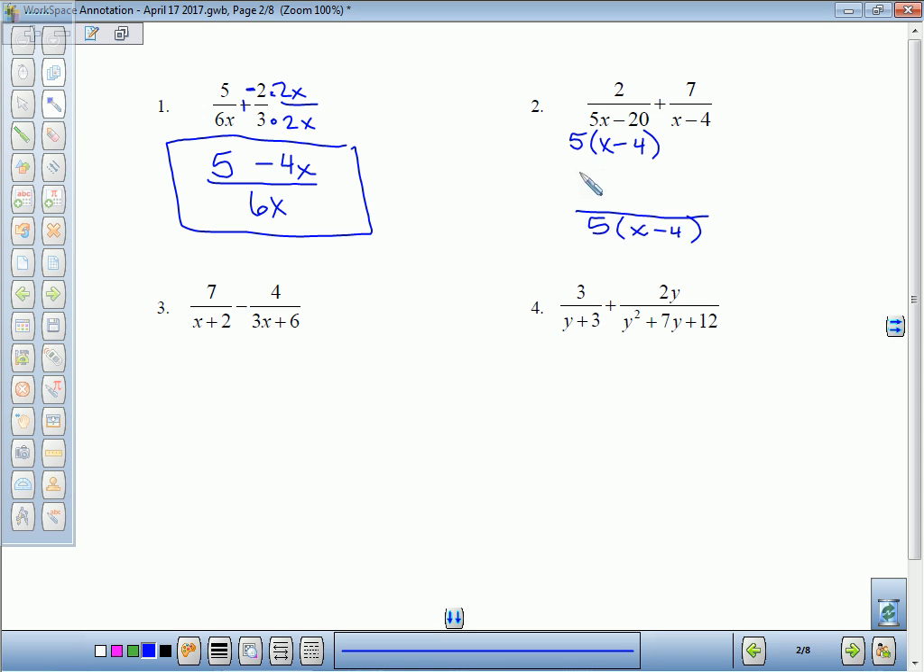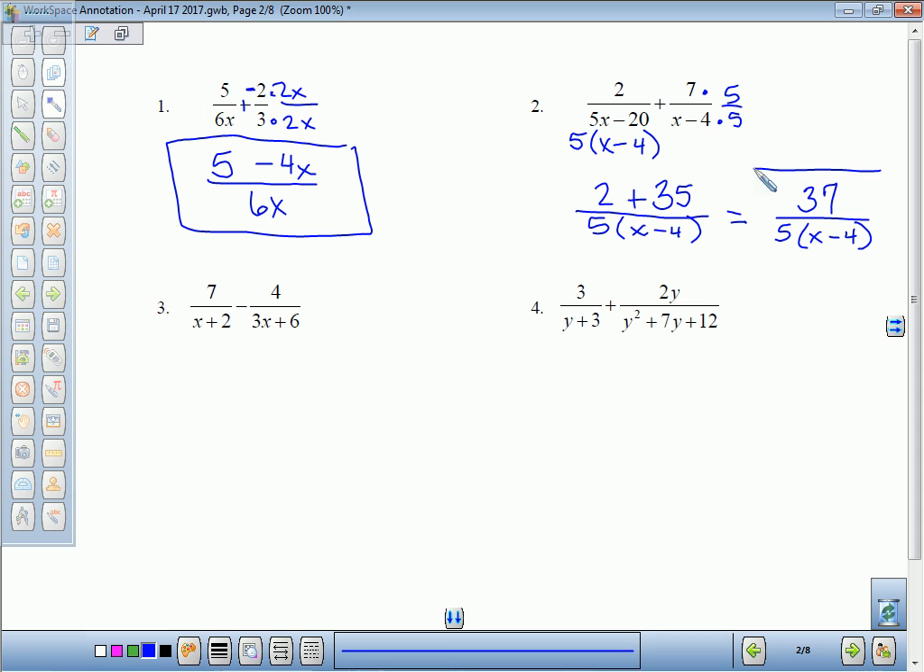So once again, this first fraction, we don't need to do anything with. It's 2. But the second fraction needs to be multiplied by 5. So this becomes plus 7 times 5 is 35. Now this time we can actually combine these terms. So we should, and we get 37 over 5 times x minus 4. Now sometimes this will reduce and cancel. In this case it doesn't.